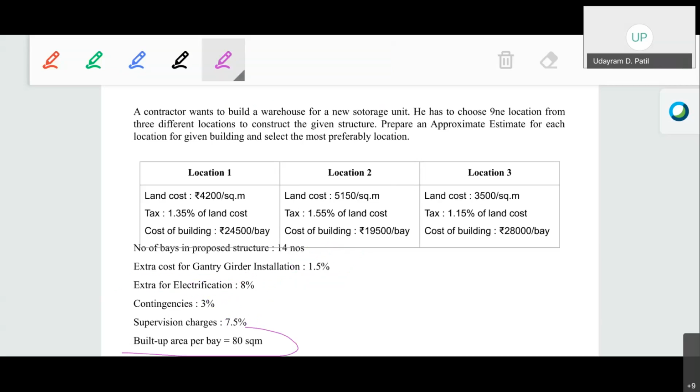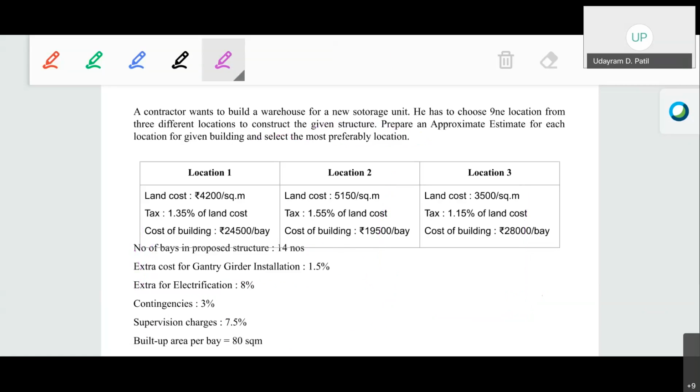Now the built up area per bay is given as 80 square meter. So each bay will include an area of 80 square meter. So the total area will be 80 multiplied by 14. Now we calculate the cost for each location, and whichever of the three has the minimum cost, that will be your most preferable location for the construction of the new storage unit.